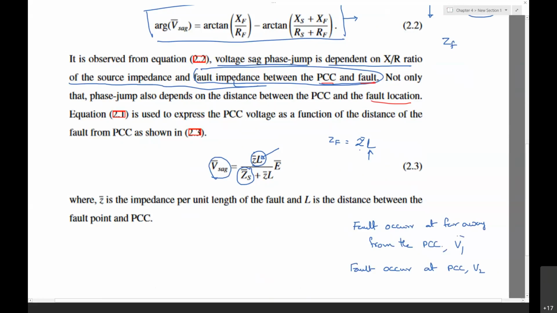When you compare this voltage of V1 and V2, which one will be the lower? Does the fault occurring at the PCC have more severity in terms of the voltage sag magnitude? In which case, either case 1 or case 2, when you compare the voltage sag magnitude, which one is higher, or which has the lesser influence on the voltage sag magnitude?